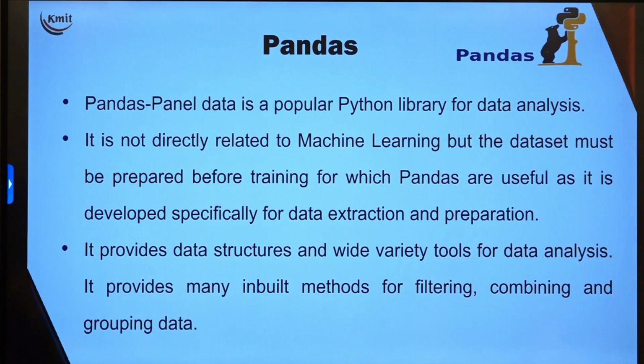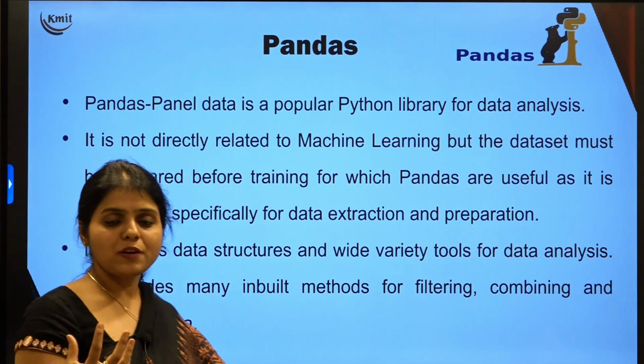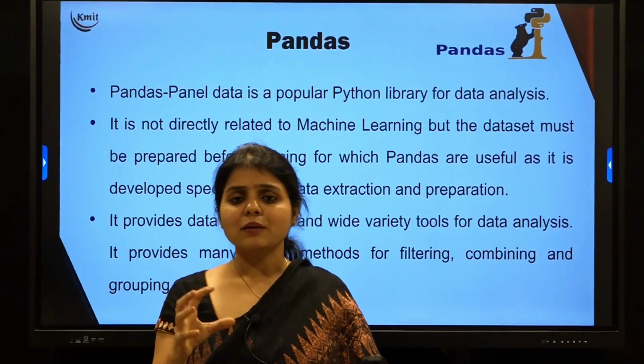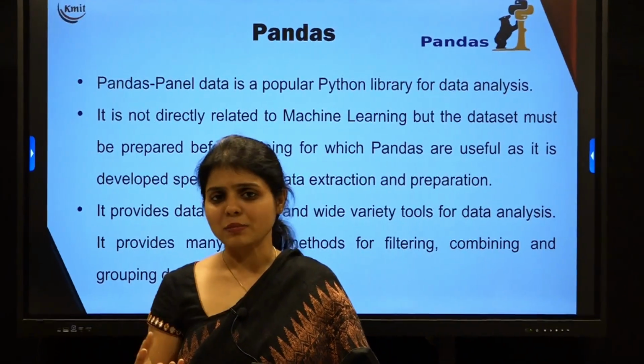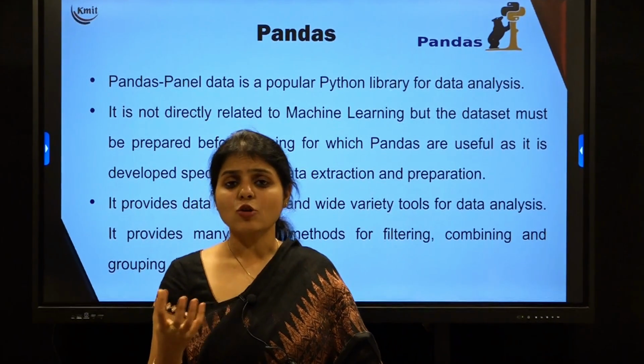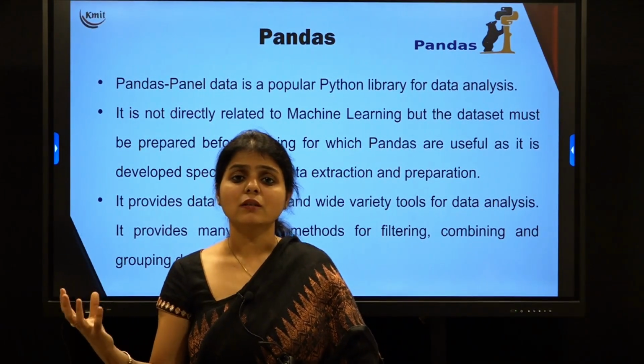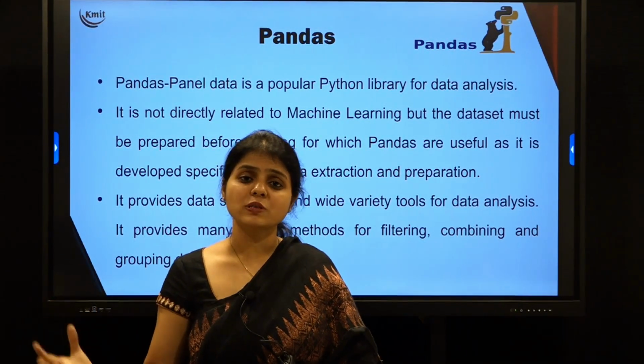And then the second important library that we use is pandas. Pandas, panel data, is another important library which is basically used for data analysis. The data set would not be taken directly for processing. As we have seen in the earlier sessions, data pre-processing is one important task in machine learning, because if you take the raw data and give it to a model, the model may not show good results, or you may not get good accuracy for your model.